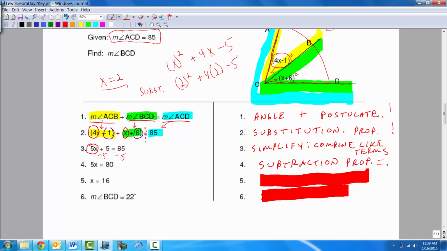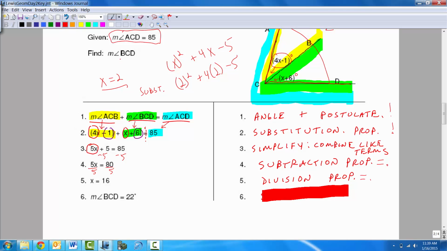And then what happens here? All of a sudden 5 is gone, and 80 is 16. Well, that's because you divided both sides by 5. That's how you solve equations. Write the property. This is the division property of equality. If I divide one side by 5, I divide the other side by 5, and I still have a balance. All right? And then what's the last thing?